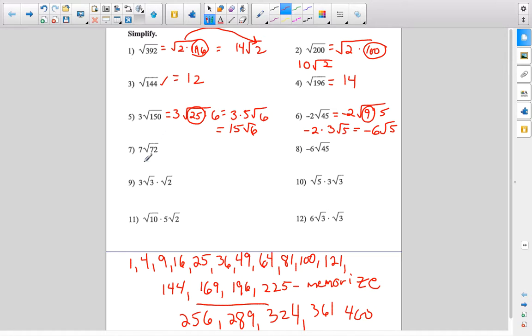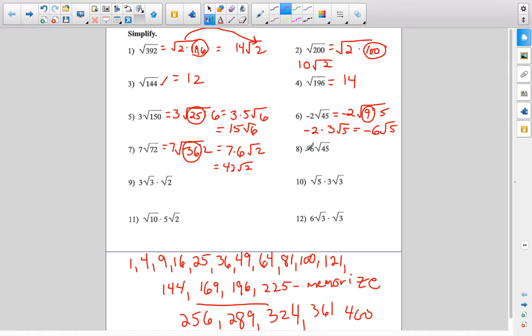Final answer. Okay, number 7 says 7 times the square root of 72. So this means 7 times the square root, and I happen to know 36 goes into 72 2 times. Well, 36 is a perfect square. The square root of 36 is 6. So that means I'm going to take that 7 in front, multiply it by the 6 that I'm taking out, the square root of 36, but the 2 stays in. So 7 times 6 is 42, radical 2, or times the square root of 2.